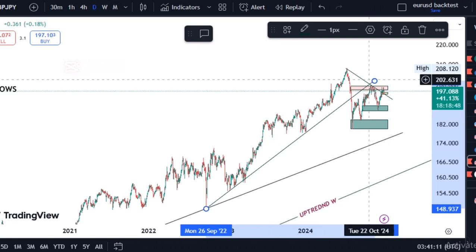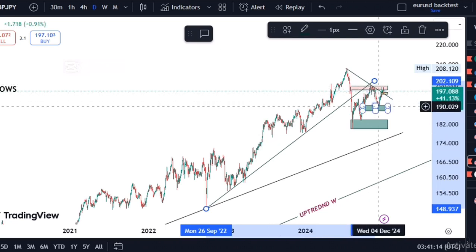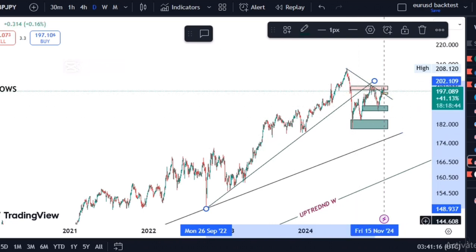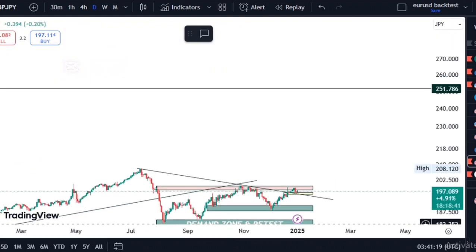It retested on that zone. It went back up again. It retested on that zone. It went back up, retesting on this trend line. What happened? The market comes back down.